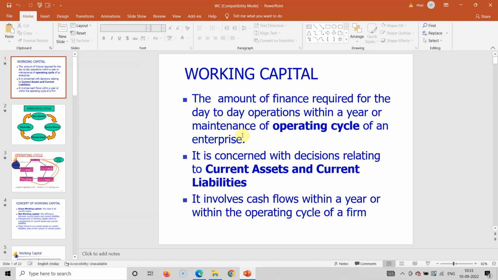So first, working capital: the amount of finance required for day-to-day operations within a year and maintenance of the operating cycle of an enterprise. It is concerned with decisions related to current assets minus current liabilities. It involves cash flows within a year or within the operating cycle of the firm. An operating cycle may differ from enterprise to enterprise also, right?